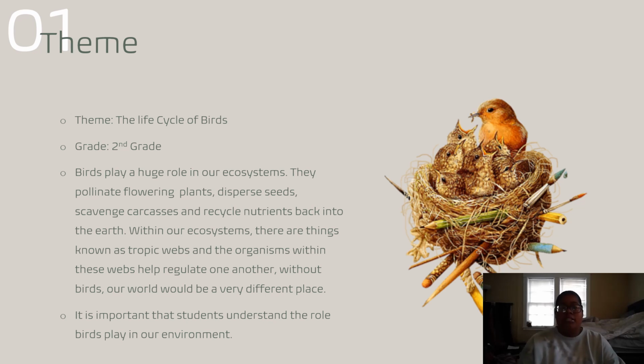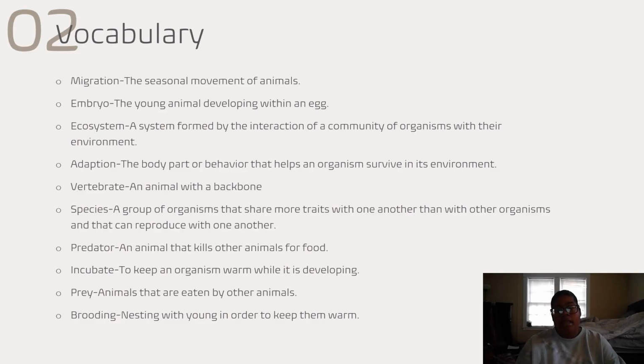With them learning about birds, it also makes way for them to learn about how animals are within their natural habitats and what their natural habitats are, as well as animal behavior and conservation. So I have chosen a group of vocabulary words that I noticed could be seen across every single one of the books that I had handpicked specifically for this literacy-based center. Things like migration, which is the seasonal movement of animals, invertebrates, an animal with a backbone, and predators, animals that kill other animals for food, such as owls.